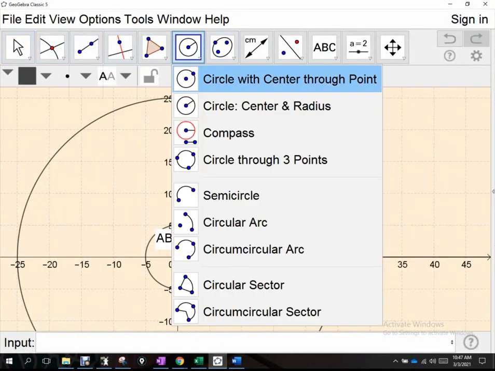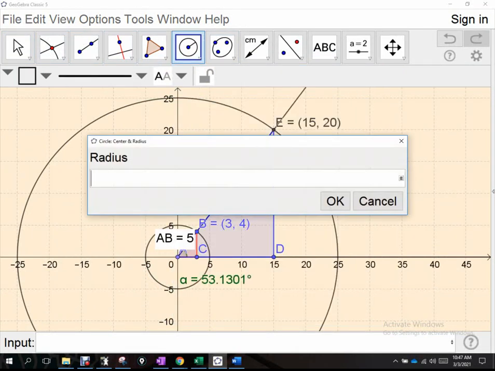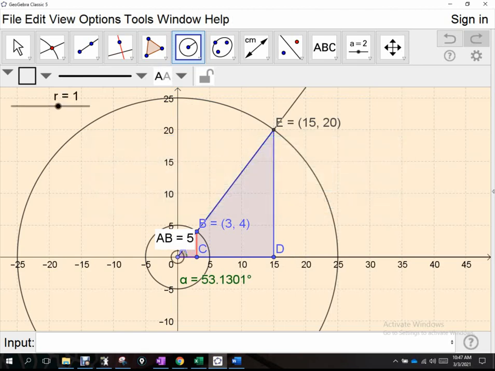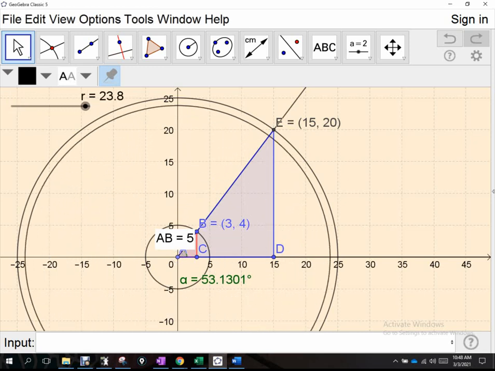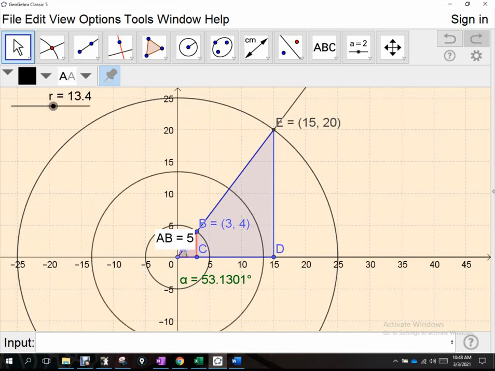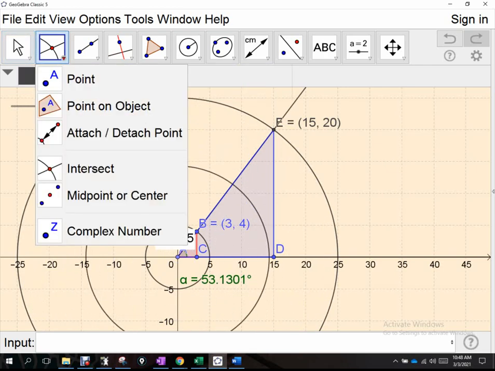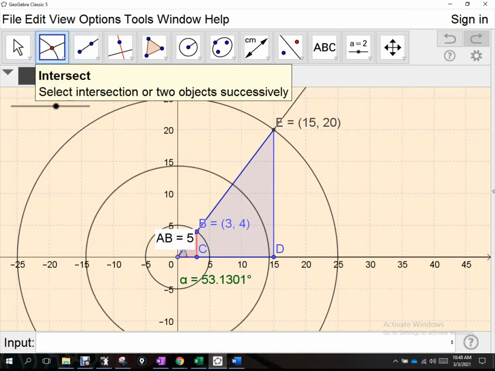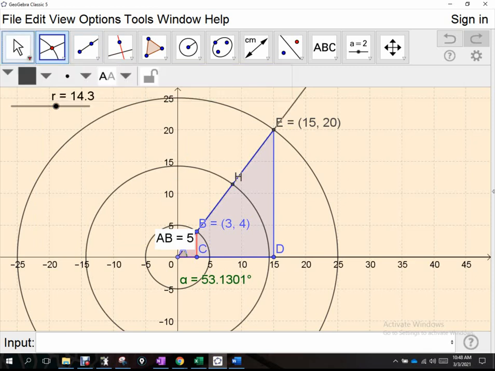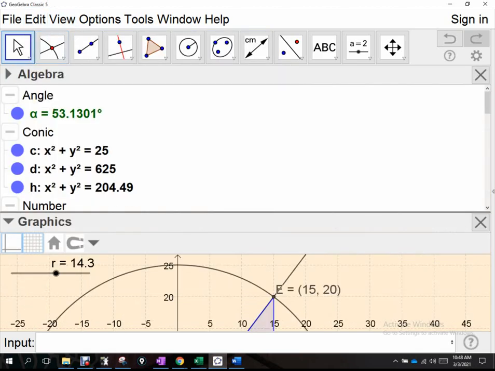take, let's see here, a circle through a radius, and I'm going to let my radius be r here. Okay, so what I've done here is just create a circle that I can change, right? Does that make sense? I just got to go in between 0 and 25. I'm going to ask you to find this intersection point between the circle and that ray. There we go, H.